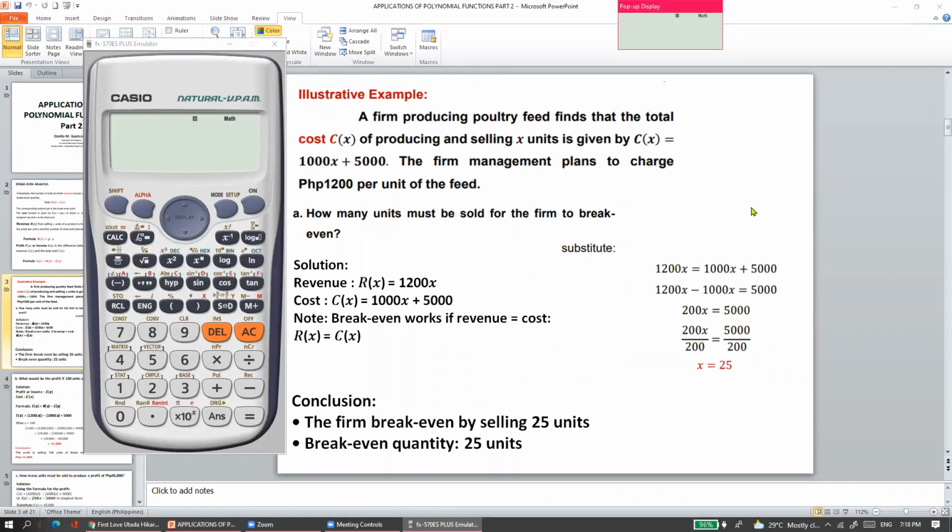So, using this calculator, I'll just type 1,200x equals to 1,000x plus 5,000. So, una, sa left, itatype ko 1,200, then alpha x, alpha calc, teka lang, mode 1 ko muna, yan. Para naka-computer mode ang ating calculator. So, I'll type 1,200. Yan. Then, alpha x, alpha calc, I'll type 1,000. Then, alpha x ulit.